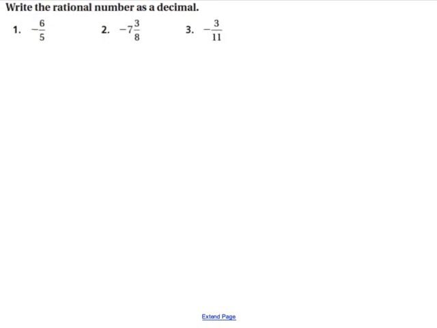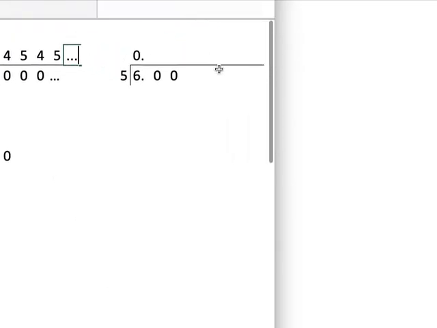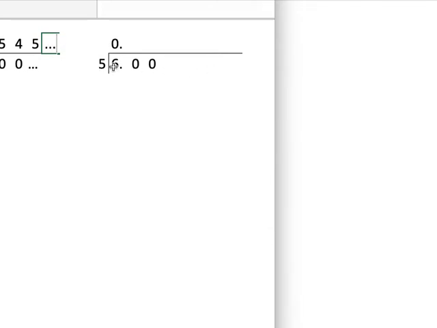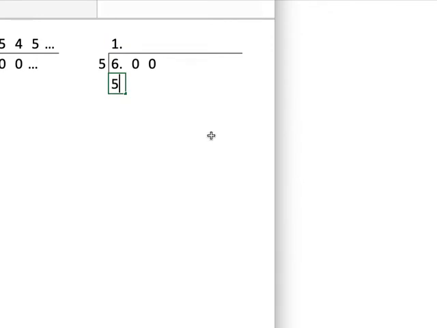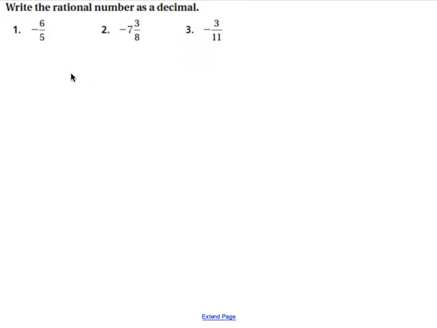Okay, write the rational number as a decimal. Okay, -6/5. Let's go back over here and try this one. Okay, we're doing 5 into 6. And actually 5 goes into 6 one time. So let me ignore the mistake here. Okay, 1 times 5 is 5. We get a remainder 1. And we bring down the 0. 5 goes into 10 twice. 5 times 2 is 10. And we're at remainder 0. That's great. We're done. The answer, -1.2.